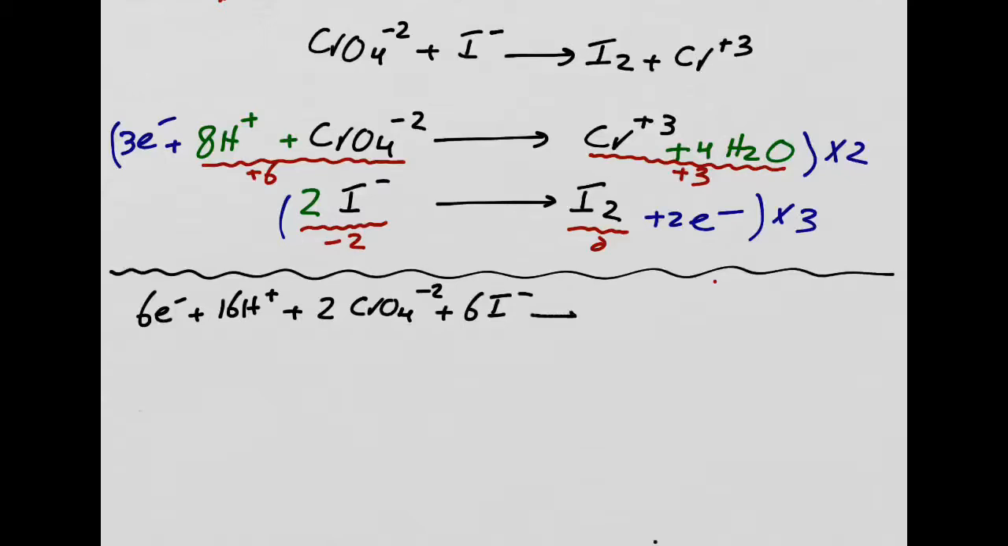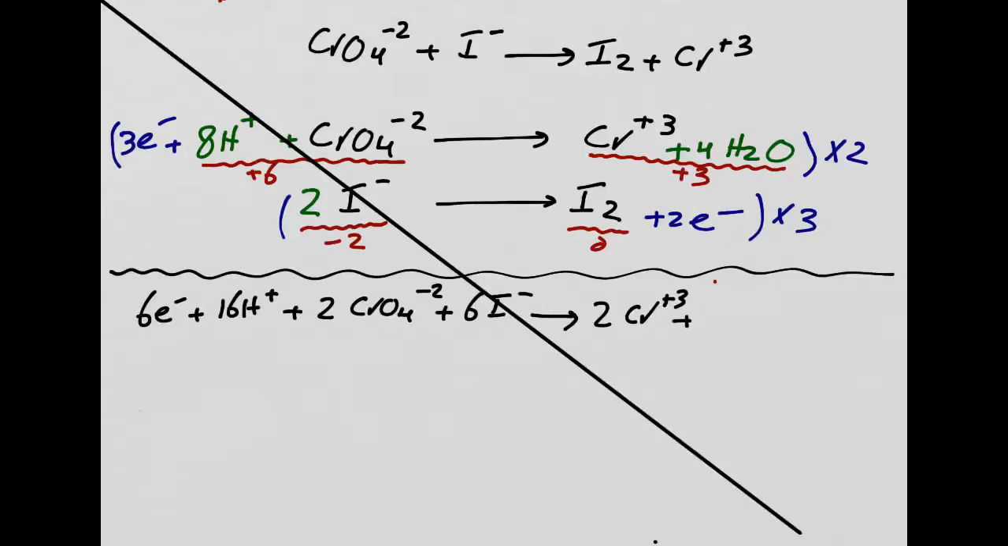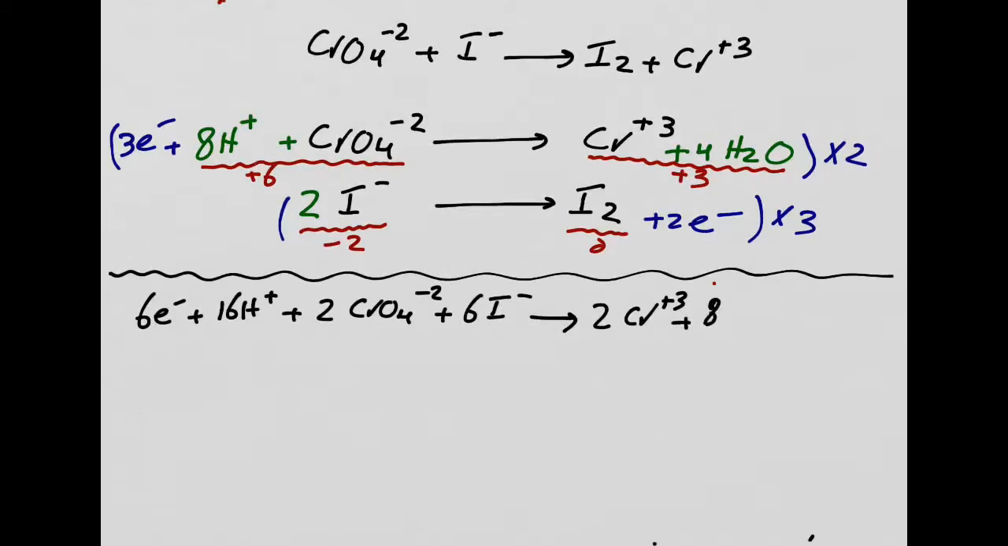Now, I'm going to go to the other side. I would have 2 Cr 3+. How many water? I would have 8. That's a bad looking 8. I would have 8 H2O. Then I'm going to come down here because I'm adding all this together. I would have 3 I2 and 6 electrons. So far so good. Now hang in there for the last part.